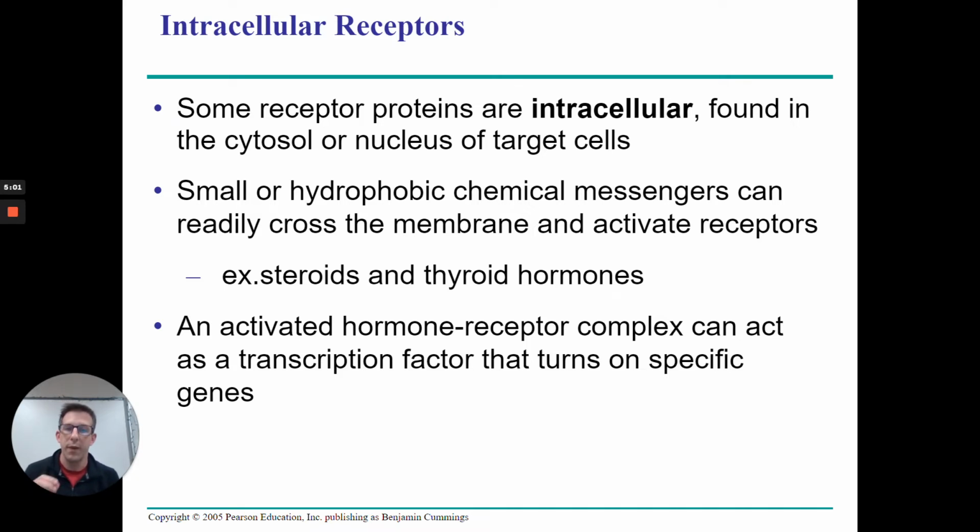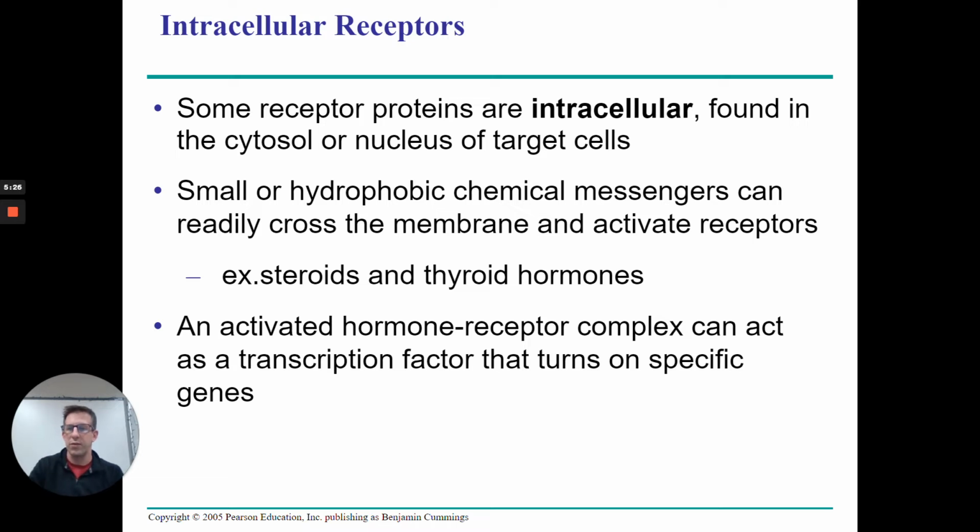Okay? If you remember the cell membrane, we just got done with this in chapter 7, right? The cell membrane is highly nonpolar. It is highly hydrophobic. And if you have a chemical messenger that needs to send a message to the cell, and if that chemical message is hydrophobic, it can just go right through.